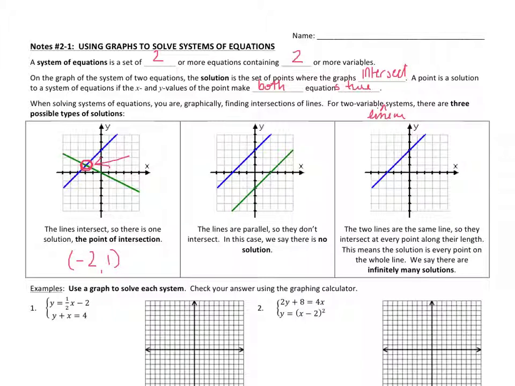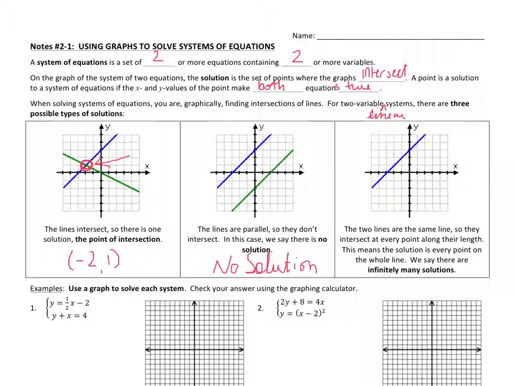If you have no solution, that means that the two lines are parallel. If the lines are parallel, they don't intersect. And so right here it says, in this case, we say there is no solution. For that particular case, if they're asking you for the solution of the system, you would just write down no solution.